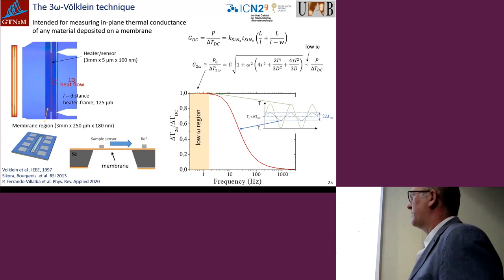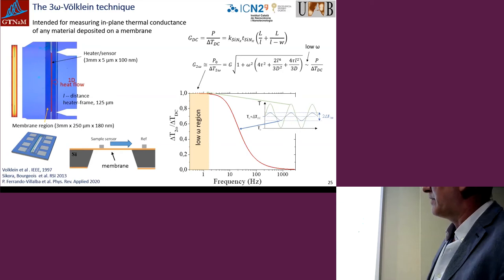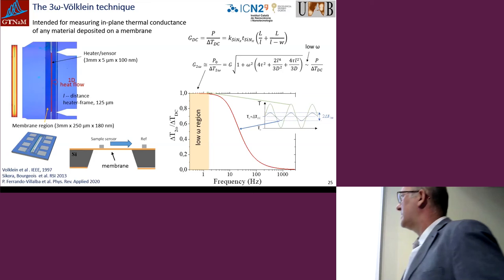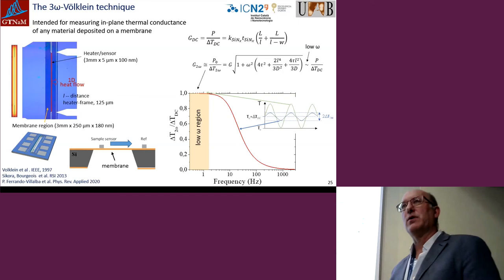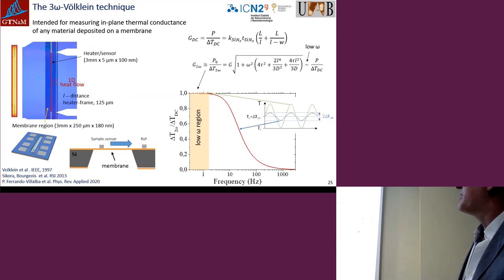And the frame in this case is located at 125 microns from the inner strip. Then basically what we do is we inject the 1 omega current, and we measure the 3 omega voltage in here, with respect to a reference sensor, because we do that in differential mode. That is located here, and therefore we can cancel the one omega component, and then we can amplify the three omega signal. The interesting thing is that you can do this analysis in frequency, and you can get to the thermal conductance equation.